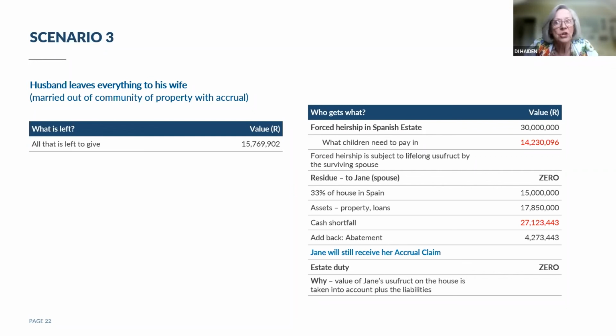And we're not saying don't go and buy properties in Spain. No, please do. One lives one's life, and you are quite entitled to use your wealth for whatever you would like to do, but it does have consequences. And we just wanted to point that out to you.